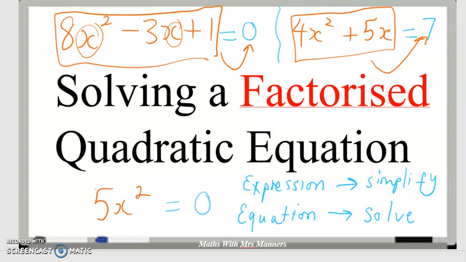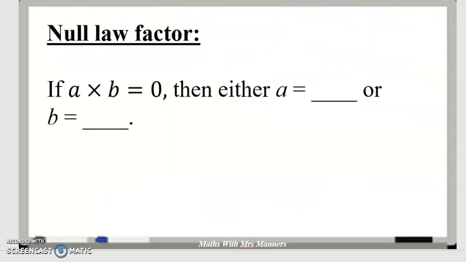Now this video, however, is just on factorized quadratic equations. So these equations will already be in factored form with brackets. Now, in order to solve a quadratic equation, you need to know this null factor law, and it's quite a bit of common sense, so hopefully it clicks in your head. And it just says that if we know that a times b, let's say a and b are two numbers, and they multiply to give 0, then what do we know about a or b if the product of a and b is 0?